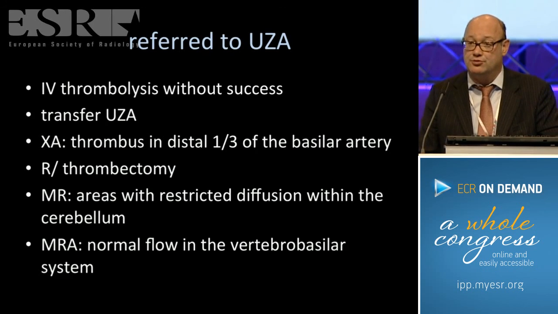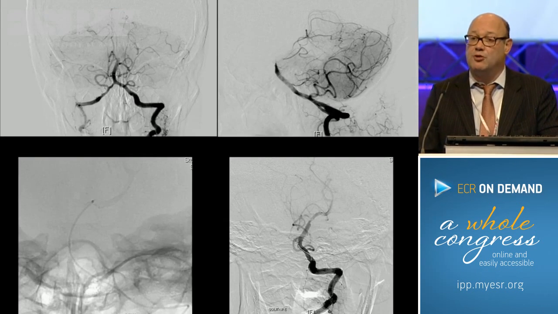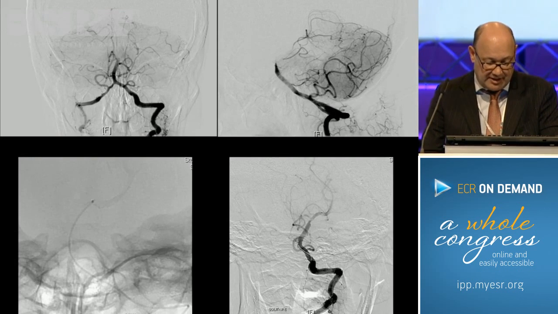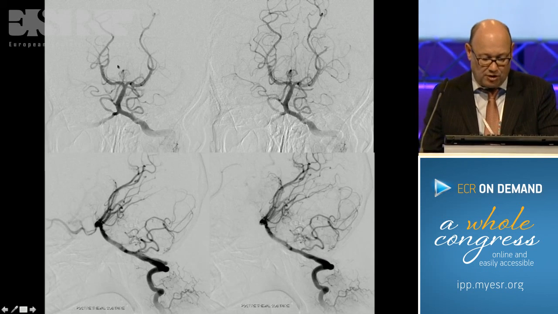The patient was referred to the Antwerp University Hospital, where arteriography was performed and the clot was removed. You see here, initially there's a stop at the distal part of the basilar artery, and when the clot was retrieved, we had normalization of the basilar artery, with the normal aspect after clot removal.